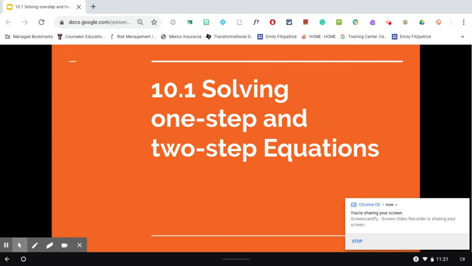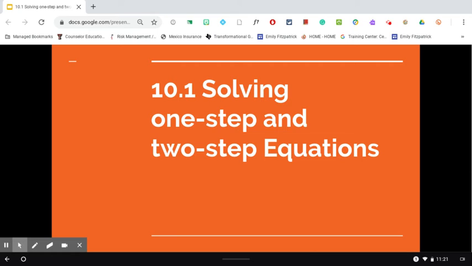Hey guys, welcome back. Today we're going to start our algebra review to get you ready for next year. So today we have 10.1, solving one-step and two-step equations. Make sure you have your pencil and your paper so you can take some notes. Remember, you can pause the video at any time if I go too fast.